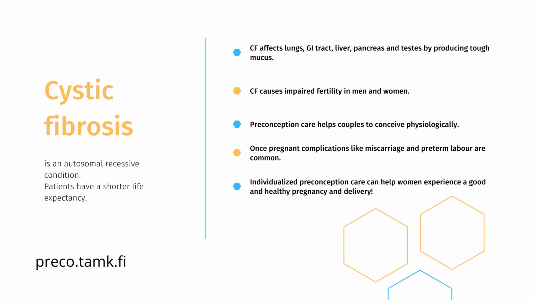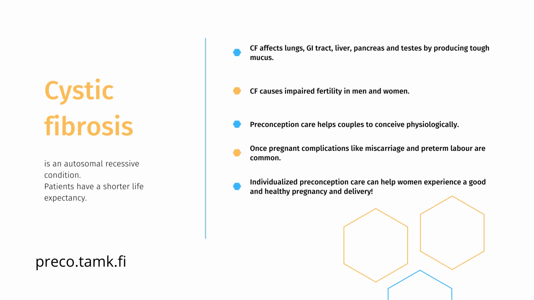Cystic fibrosis affects lungs, the gastrointestinal tract, liver, pancreas, and testes by producing tough mucus. Men and women have a shorter life expectancy due to the occurrence of chronic respiratory infections. However, with improved care focused on optimizing nutrition and respiratory function, most people with cystic fibrosis now live into adulthood, and rates of pregnancy have increased over time.